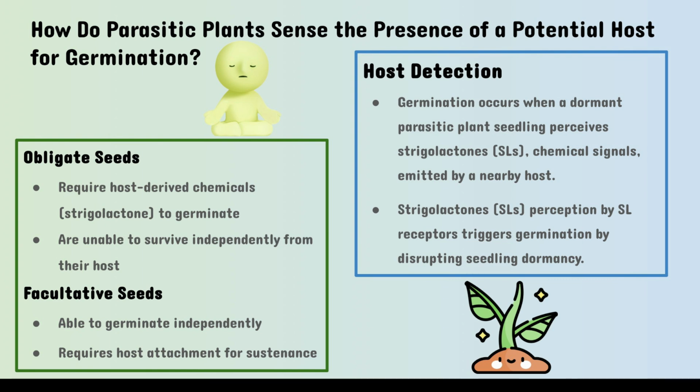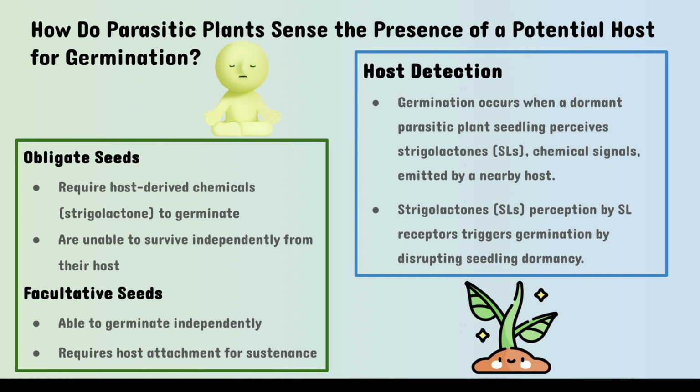How do parasitic plants sense the presence of a potential host for germination? Dormant parasitic plant seedlings are on the lookout for chemical signals called strigolactones, which are plant hormones that act as communication signals for plant growth and development. When strigolactone is released by a host, it can be perceived by strigolactone receptors on the dormant seedling. When this happens, chemical signaling disrupts seedling dormancy and stimulates germination.